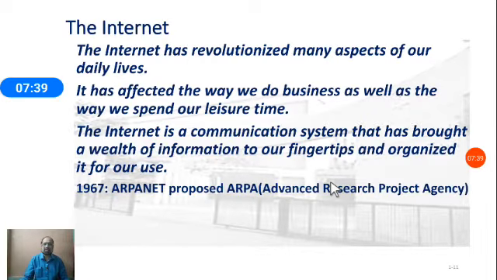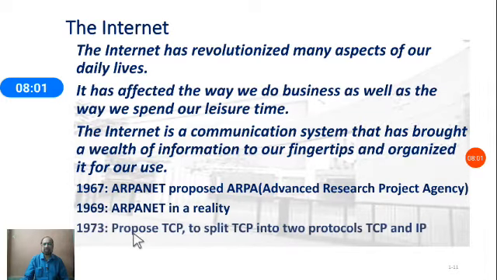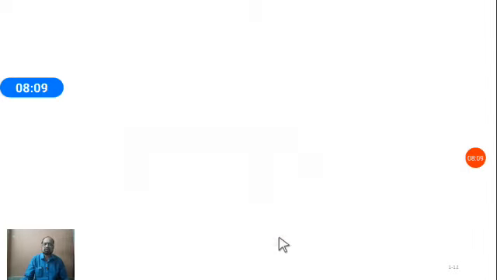In 1967, in the first lectures, if you remember, we used the word ARPANET, that is Advanced Research Project Agency Network, proposed in 1967. Then ARPANET came into reality with the help of the first packet switching data with the help of the TCP/IP protocol. Then in 73 it was proposed. So this is all the ARPANET related with the TCP/IP suite used in the ARPANET.